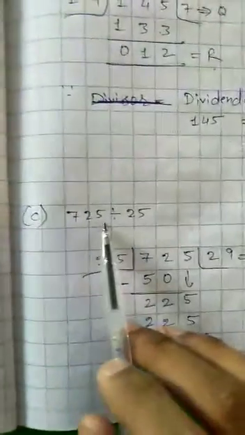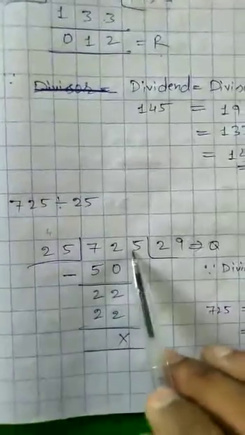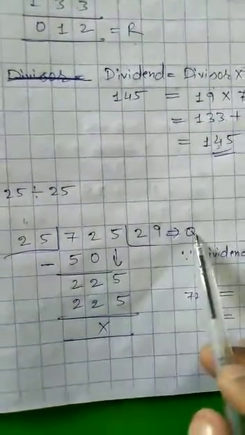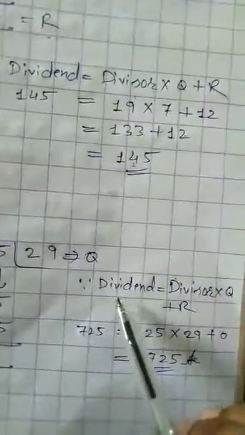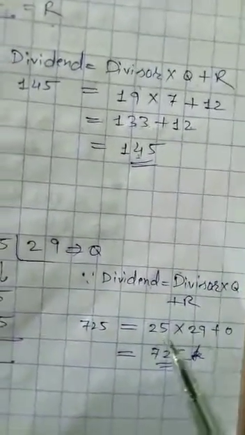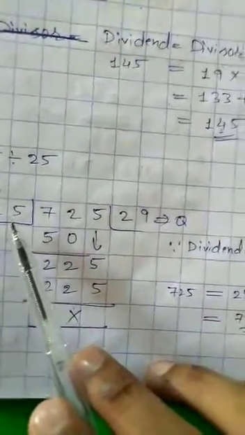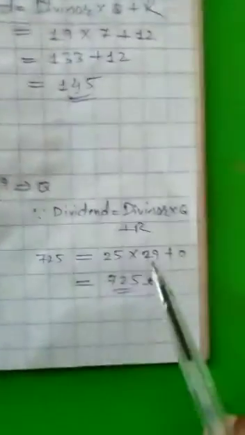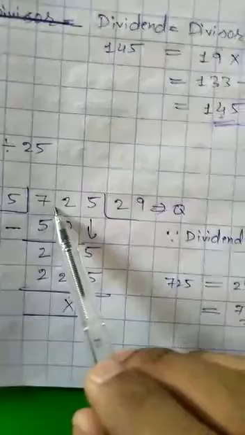Now question C, 725 divided by 25. So when we divided, it will be 29 as the quotient and there is no remainder. So the formula will be dividend equals divisor multiplied by quotient because remainder is not there. So divisor multiplied by quotient, we will multiply 25 into 29. So it will be 725 as dividend. So this is also correct.